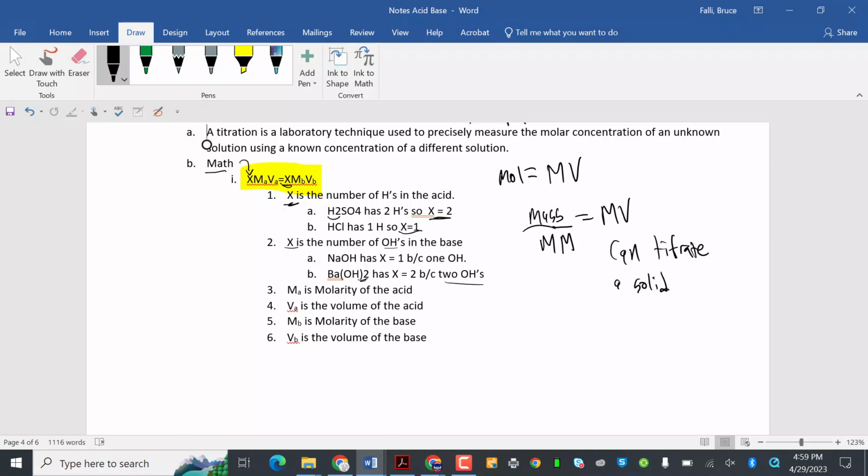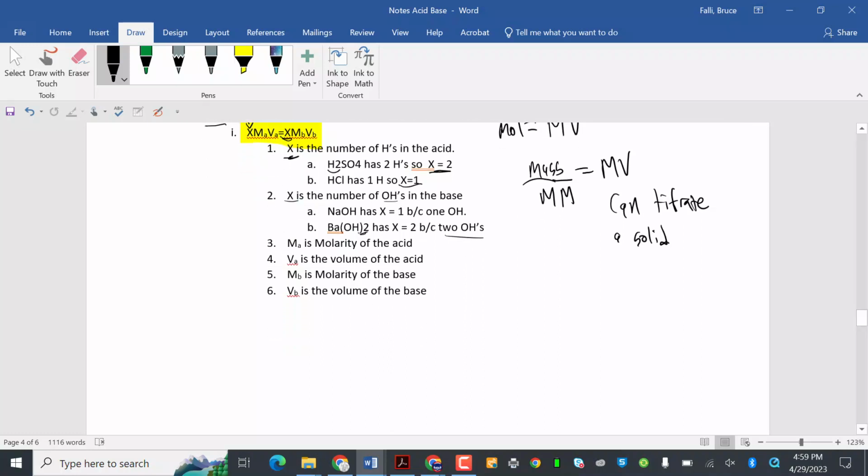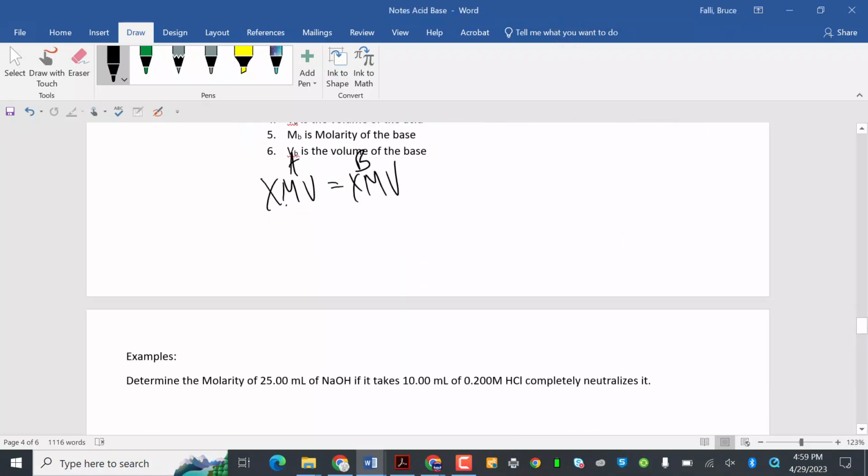Ma is the molarity of the acid, Va is the volume of the acid, Mb is the molarity of the base, Vb is the volume of the base. Honesty time here: I just write XMV equals XMV, and I always do the acid on the left and the base on the right. You just can't mess it up. Let's do some examples.